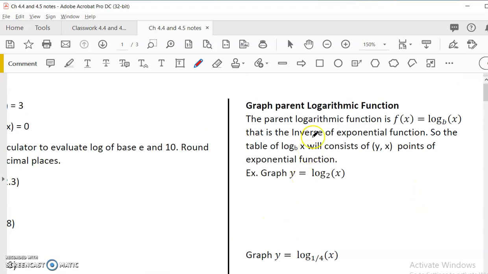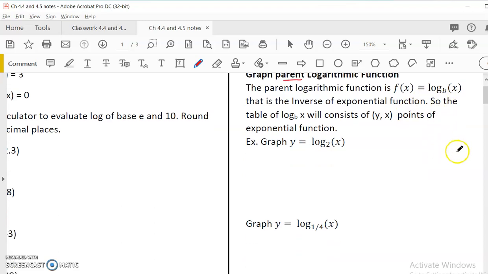If I want to graph it, we'll start by graphing the parent log function, the basic one, with just log base b of x, and then we will do transformations to graph the others. So let's graph a few of the different log b functions. In general, we will have one where b is greater than 1 and the other one where b is less than 1.